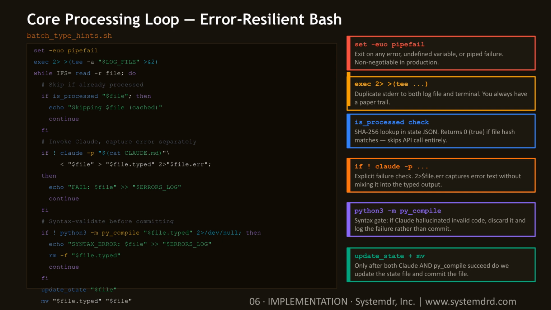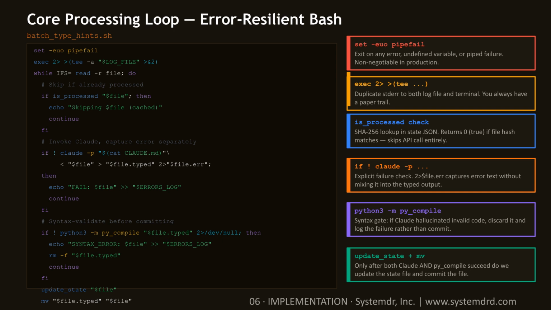Claude can generate syntactically invalid Python, especially for complex generic types. This catches it before the file is committed. Only after both Claude and py_compile succeed do we call update_state and mv. This guarantees the state file is never marked complete for a file that has broken output.